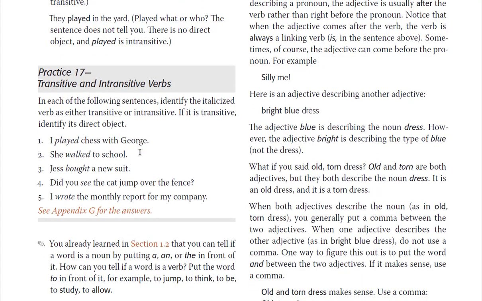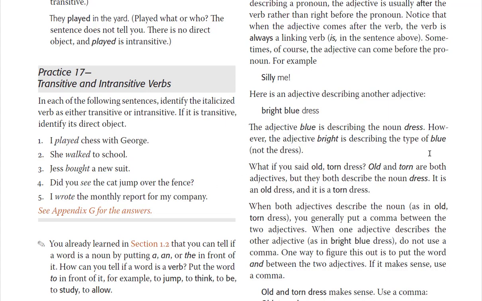So, transitive and intransitive verbs. I played chess with George. So here you have a direct object. Therefore, this is transitive. She walked to school. So there is no direct object here. So this is an intransitive verb. Jess bought a new suit. So here you have a direct object. So bought is a transitive verb. Did you see the cat jump over the fence? So jump over the fence, there's no direct object here, and therefore this is intransitive. I wrote the monthly report for my company. So wrote is a transitive verb because there is an object after the verb.